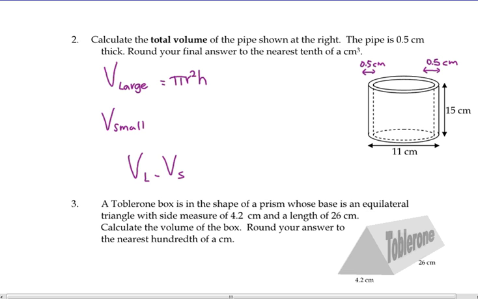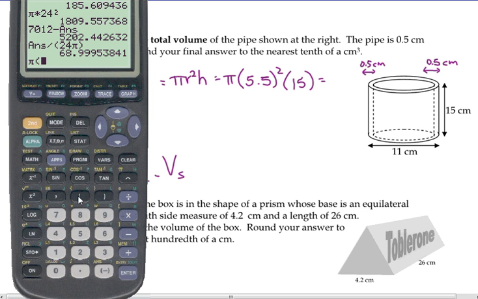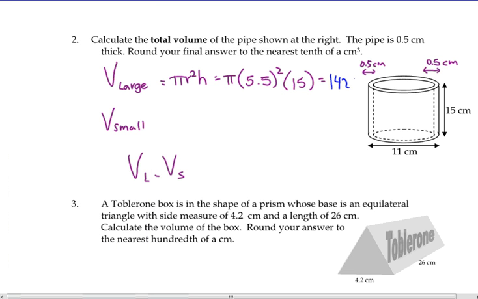So what would be the radius of the large cylinder? No, that's diameter. 5.5 squared times height is 15. So that gives us, let's type this in, 1425.5 for now. Centimeters cubed.